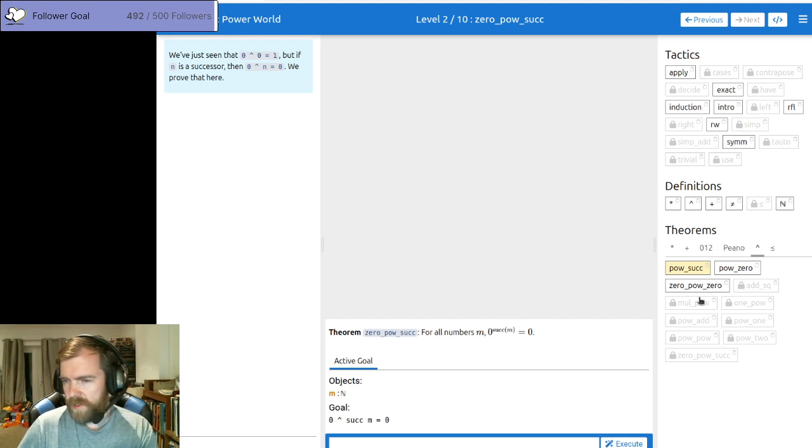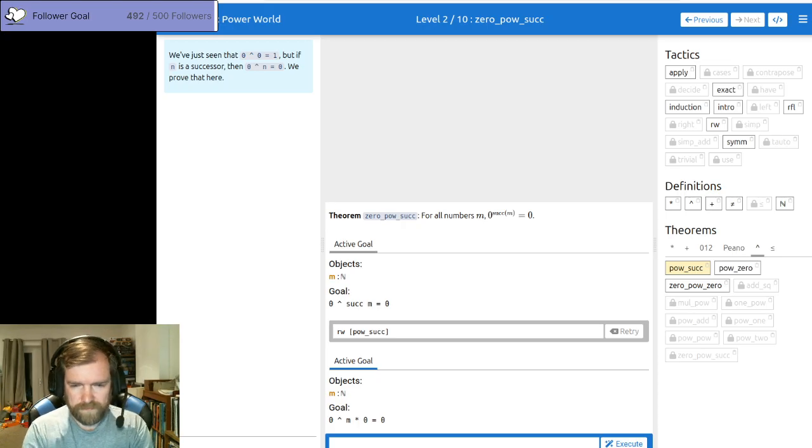So we can use power successor. Okay, and then, I mean, we can just multiply by 0. Rewrite mul_zero. Yep.